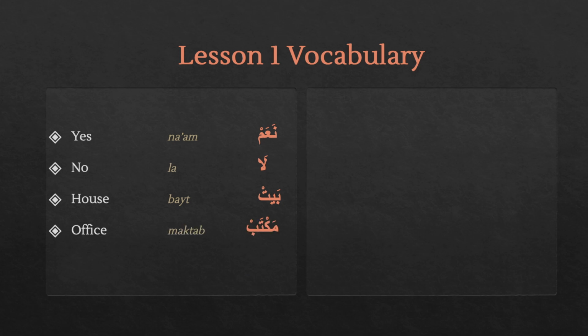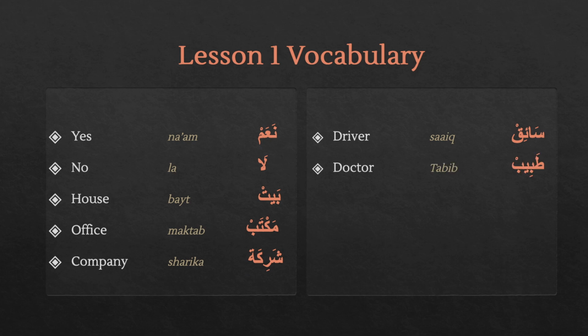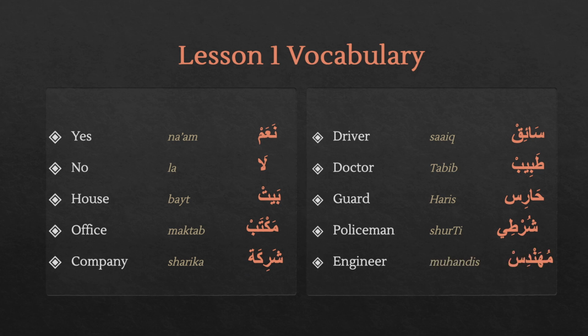Maktab, maktab, office. Sharika, sharika, company. All right, this side. Sa'iq, sa'iq, driver. Tabib, tabib, doctor. Haris, haris, guard, a security guard. Shurti, shurti, policeman. Muhandis, muhandis, engineer. All right, this will be the 10 vocabulary that we'll be working on this lesson.